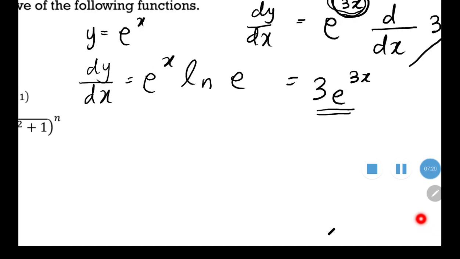Okay, sorry, so why is this? When you derive e to the power of x, you will get dy/dx e to the power of x ln e. Okay, remember we are using the formula before, where the derivative of b to the power of x equals b to the power of x ln b, right? So why is it? ln e is equal to 1. So that is why.